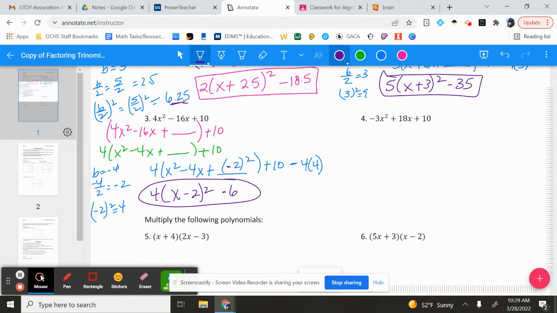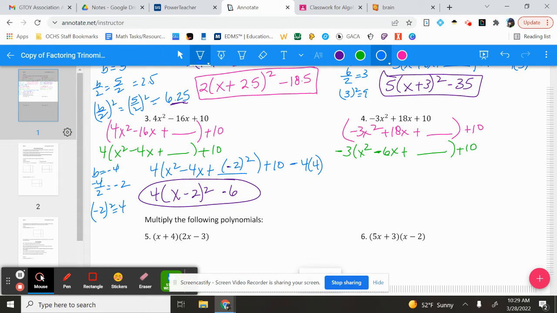As we're getting ready to look at number 4, we start the same process over and over again. Negative 3x squared plus 18x. We've got to complete the square by putting something in, and we move our 10 to the right. I want to factor out my a value, which in this case is a negative 3. So negative 3 divided by negative 3 is 1x squared. 18 divided by negative 3 is negative 6x. We'll complete the square, so we leave a blank, and plus 10.